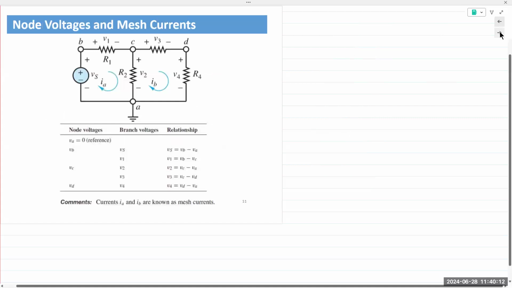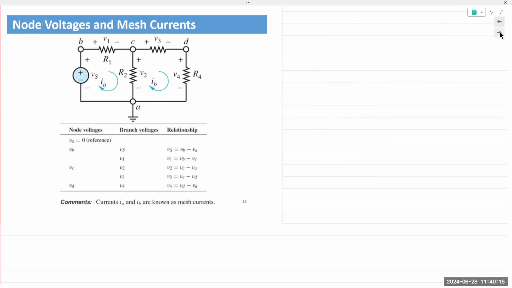Okay, then we get into the meat of circuit analysis. Node voltage analysis and mesh current analysis. These are the 2 most important techniques. Again, both of these techniques are built on Ohm's law, KVL, and KCL. Think back to that slide in chapter 1. What is circuit analysis? Circuit analysis is the process of determining the unknown voltages and currents in a circuit.